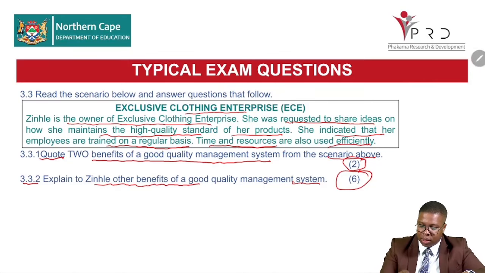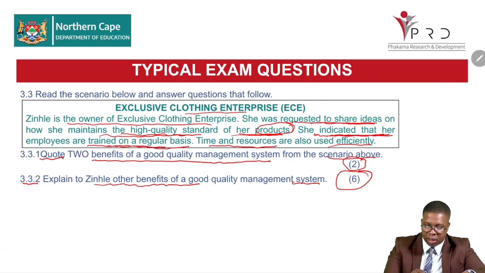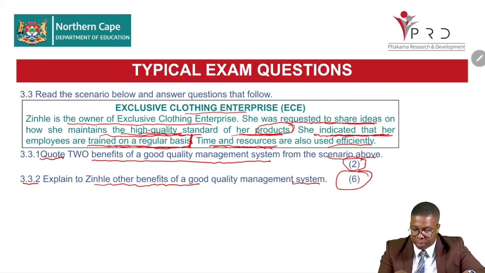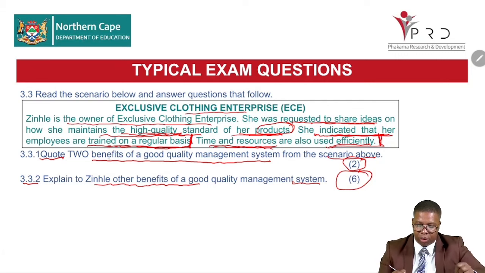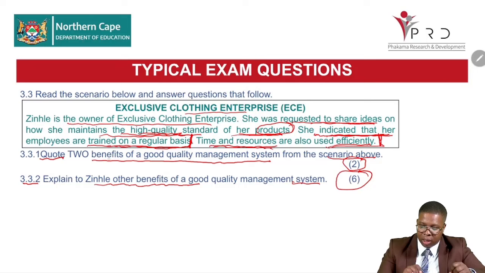We check. She was requested to share ideas on how she maintains high quality standards of her product. There's no answer there. But when the scenario says she indicated that her employees are trained on a regular basis, we see there that the high quality standard is maintained by training employees regularly. And then we also see that time and resources are being used efficiently, which is part of the benefits of a good quality management system. So those are the two you are expected to quote.